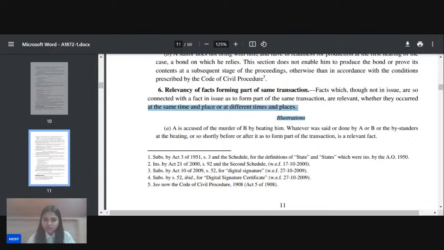Remember it, right? So facts which are so connected with the fact in issue, forming part of the same transaction, are relevant facts, right? And what are the requirements to prove that facts are a part of the same transaction? They are in such close proximity in time that there remains no possibility of fabrication. That you don't have time for fabrication of evidence. There is a common purpose, there must be continuity in action, and they must have occurred at the same place, or at different places also, but in close proximity to each other.